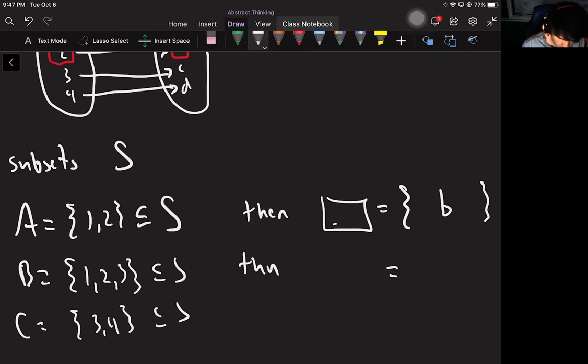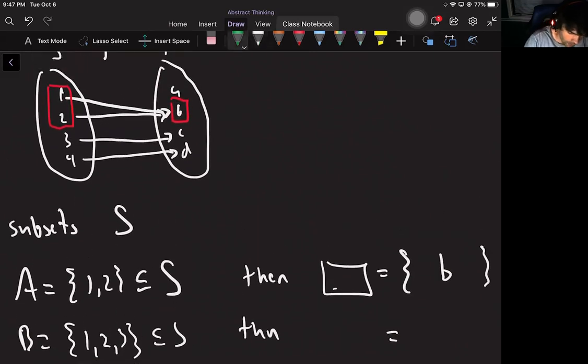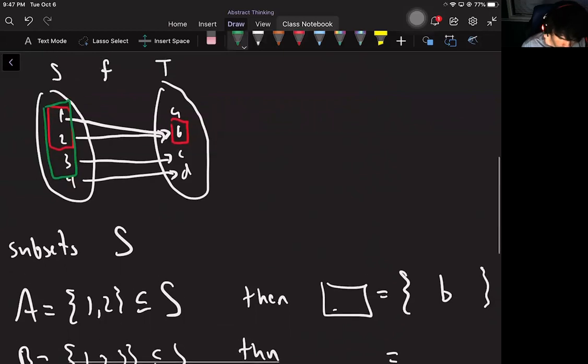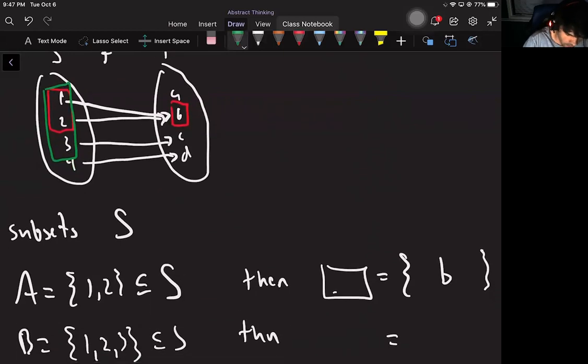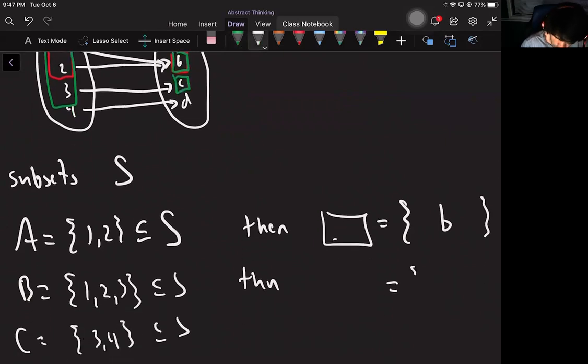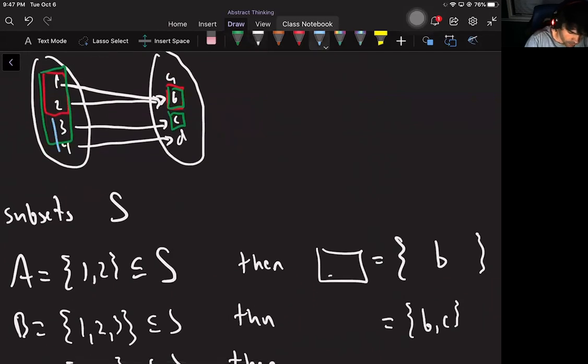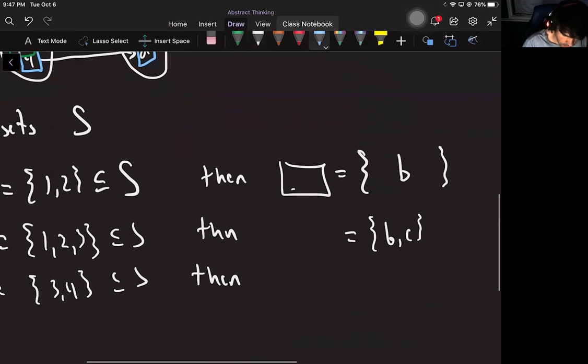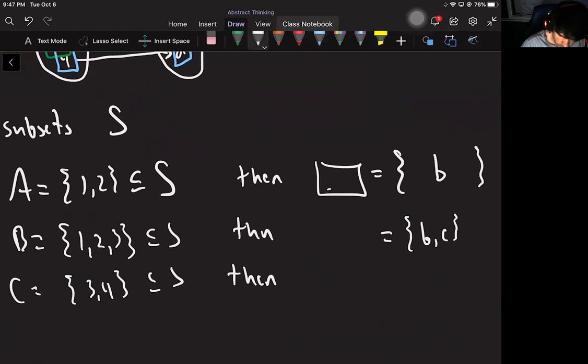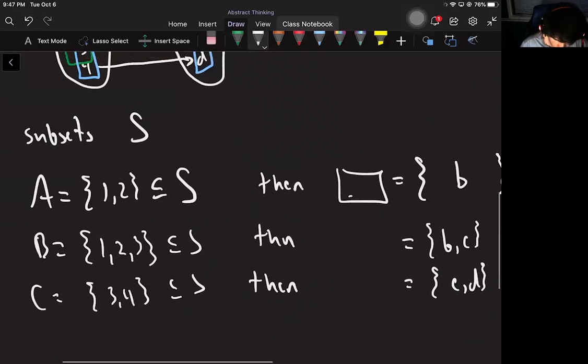Now I haven't named it yet, so that's why this is blank right now. But what if I send 1, 2, and 3 over? What set should that become over in T? Well, now I'm sending things to B and I'm sending things to C. So the set over here should really consist of B and C. And then 3 and 4, if I think of that as like one big chunk, that just goes to C and D. So the set that big capital C goes to should just consist of C and D.